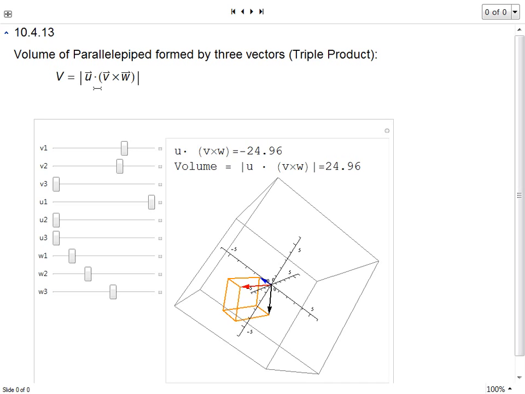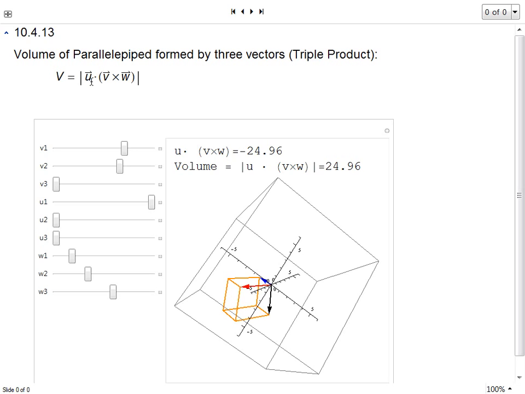What it is, it's the cross product of V and W. So just take two of your vectors and cross them. Cross two vectors, that gives you a vector. Dot that vector with that third vector. So take this result, dot it with the other vector. That'll give you a number. Take the absolute value, and that will give you the volume of this.